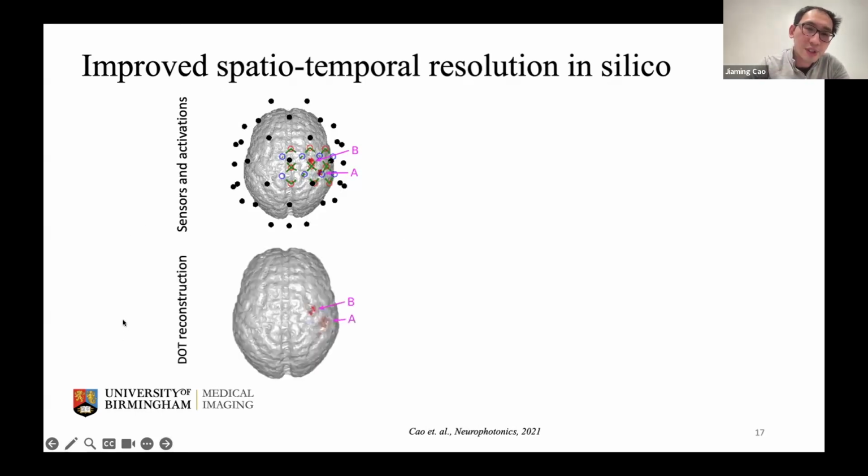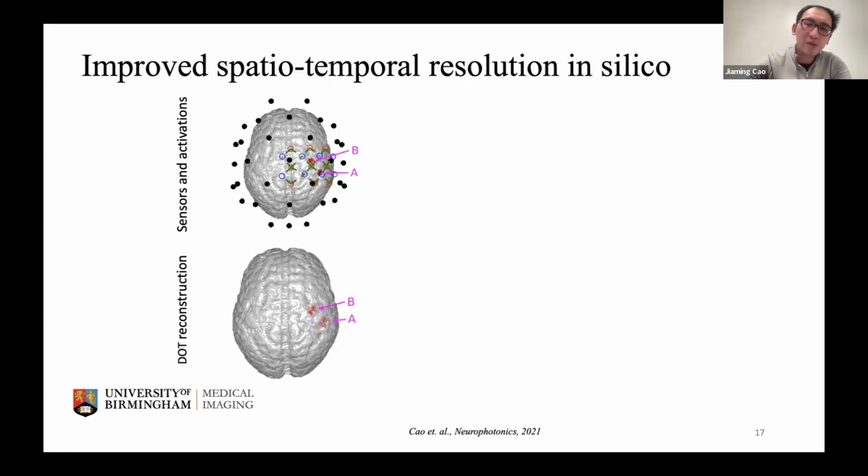And if we do this DOT reconstruction, the result is something like this. So it reconstructs both the spots very well. You can clearly see the A and B locations. Of course, the temporal information will be lost because they're so close to each other. There's no way we can resolve them. But spatially, it's very correctly resolved.